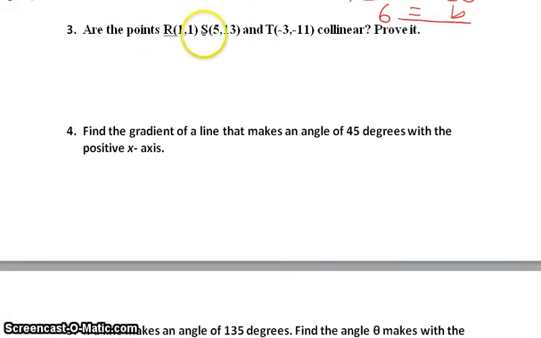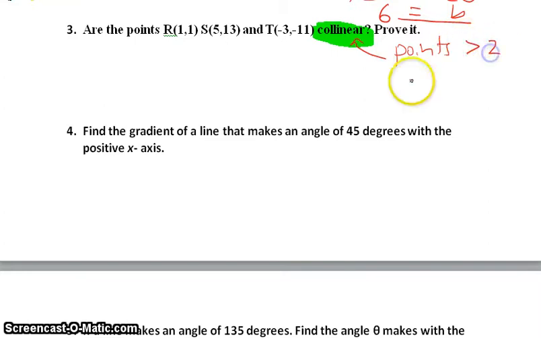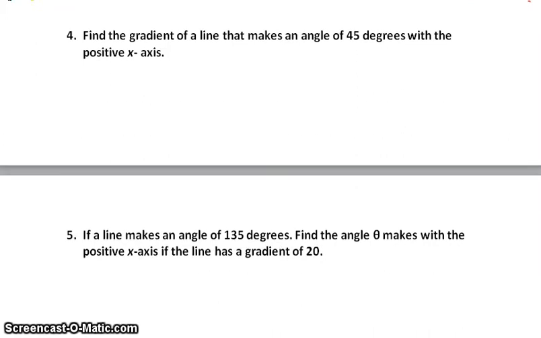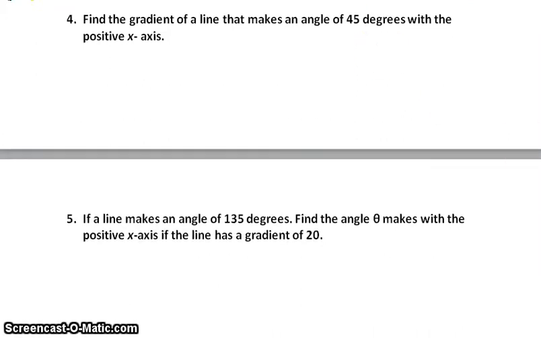Okay, are the points R, S, and T collinear? What does collinear mean? Collinear means it's asking you if these points all lie on the same line. So it means more than 2 points lying on the same line. How would you prove that? Okay, it's going to have something to do with gradient. I want you to have a go at that yourself. Have a good think.